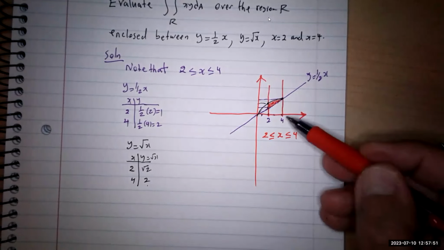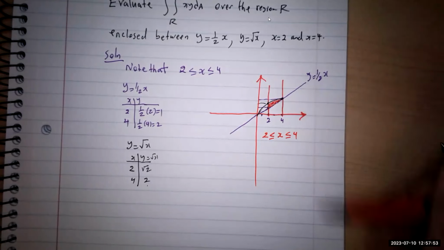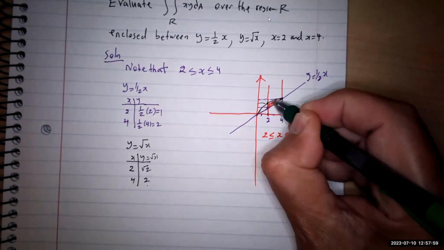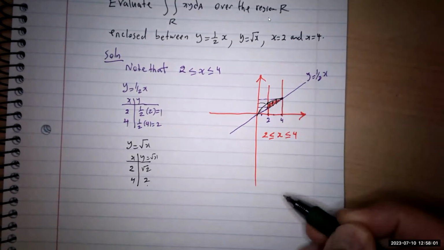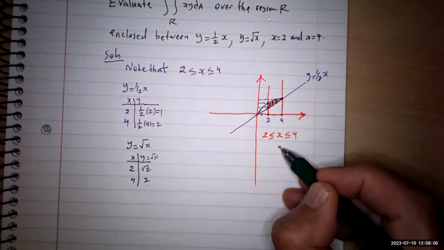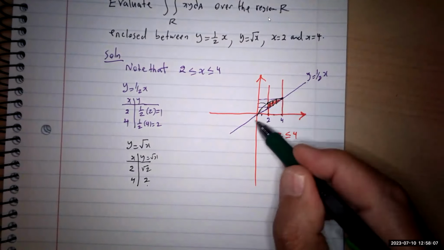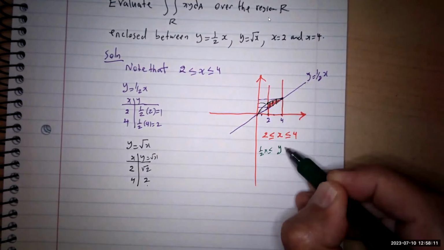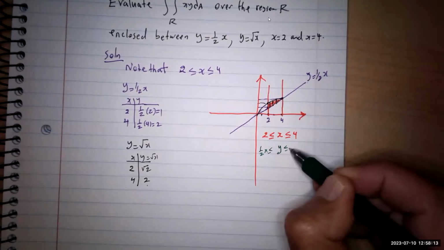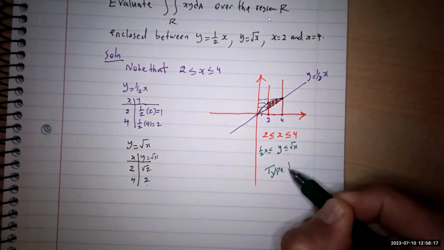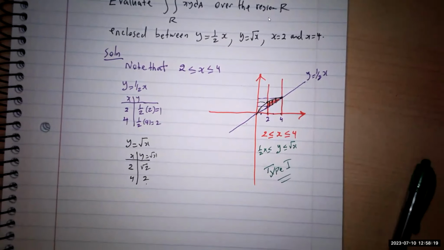Okay, and to get the y, you go up and down. If you go up and down for the y, your value of y would be between the line and the curve, the line, the curve. So your y is going to start from 1/2 of x and end up with the curve, which is the radical x. So this is going to be a type 1 region.